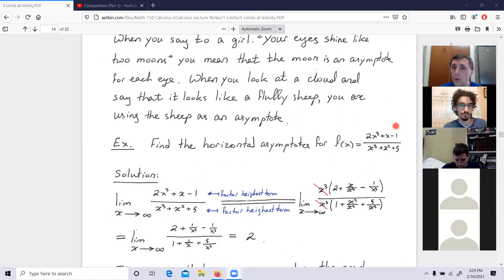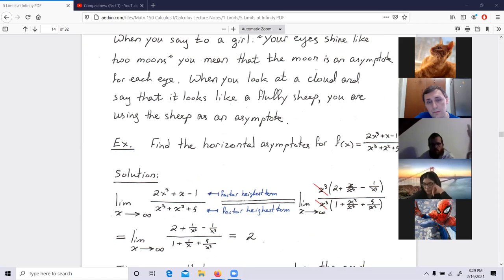Do we have a horizontal asymptote? And also, what does it mean when I ask this question? Okay, Jahin, very good. Would anybody care to explain to me what a horizontal asymptote means before we finish today's lecture?